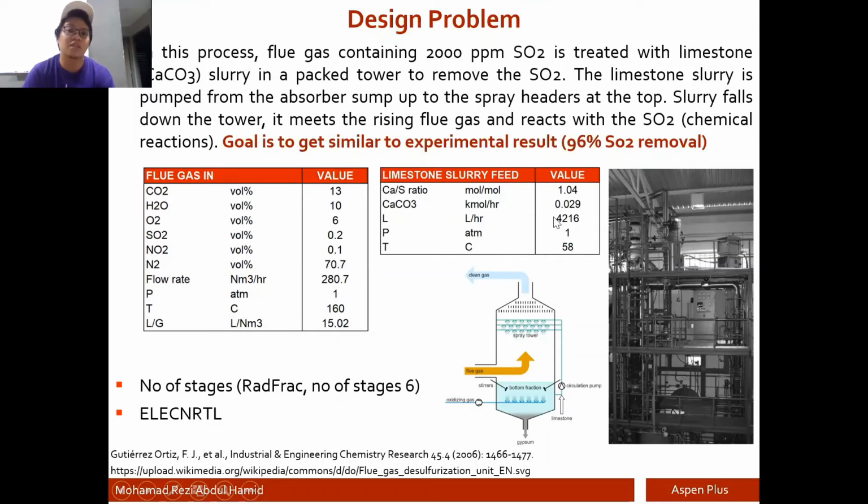molar flow rate is around 0.029 kilomole per hour. The flow rate of the slurry feed is around 4,216 liter per hour. Pressure 1 atmosphere. Temperature is around 58 degrees Celsius.